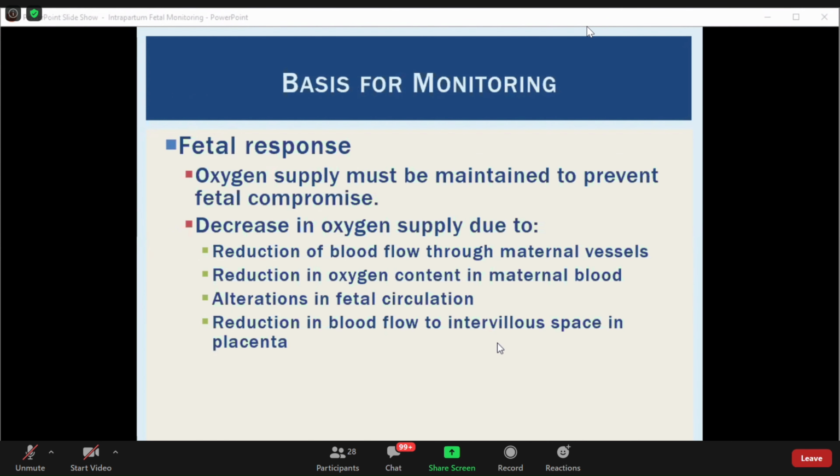So we need sufficient oxygenation. So there may be a decrease. The potential reasons for diminished oxygenation may be on the maternal end. So maternal diminished blood flow through the maternal vessels. There may be that the mom may not be taking in sufficient oxygen. There can be alterations in fetal circulation, or there can be something that is actually wrong with the placenta. So basically what I just said.